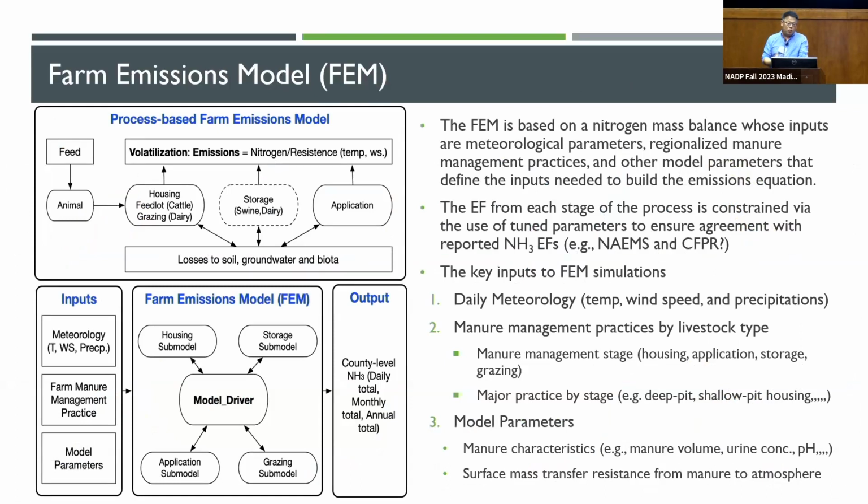So I've been working with the EPA using this model called the Farm Emissions Model, a semi-empirical bottom-up inventory data tool that takes very detailed daily meteorology information and farm management practice, meaning each region has a different way of doing swine; the way of housing, the way of storage and applications are different by region. Using that information, and also parameters like nitrogen intake, urine concentrations, and many others, there are about 35 different variables involved in this model that we need to tune.